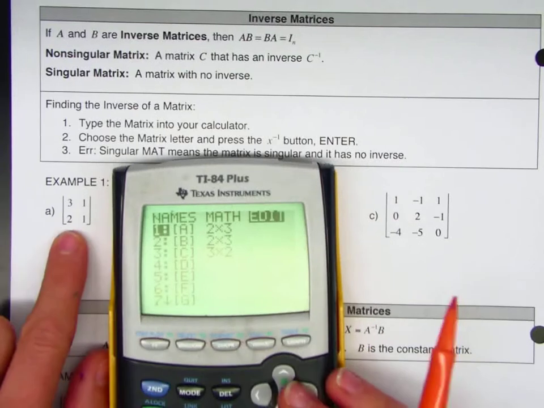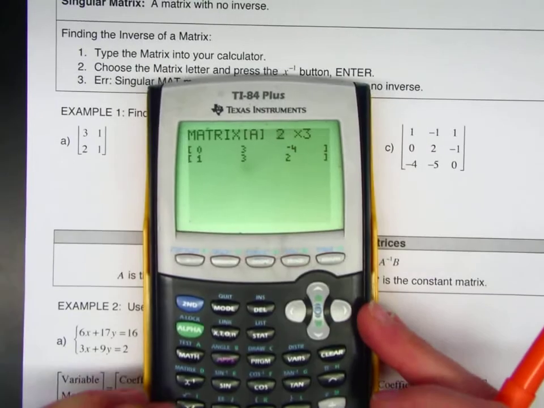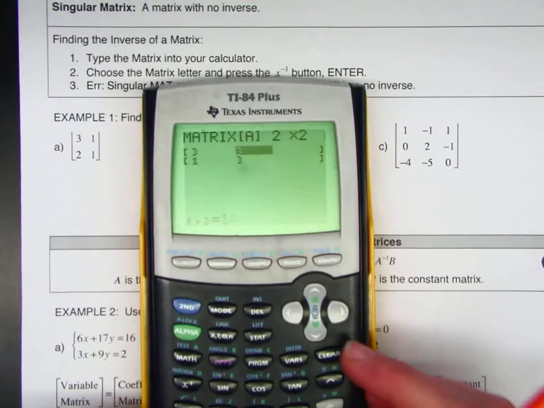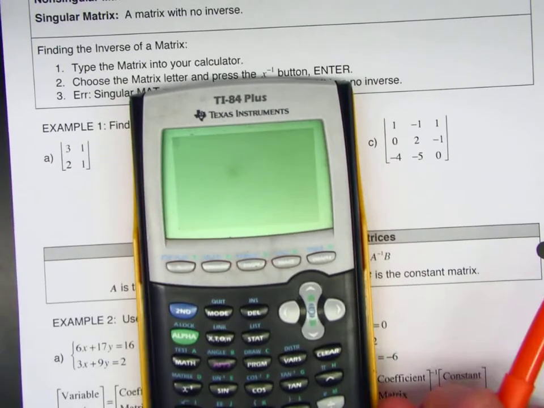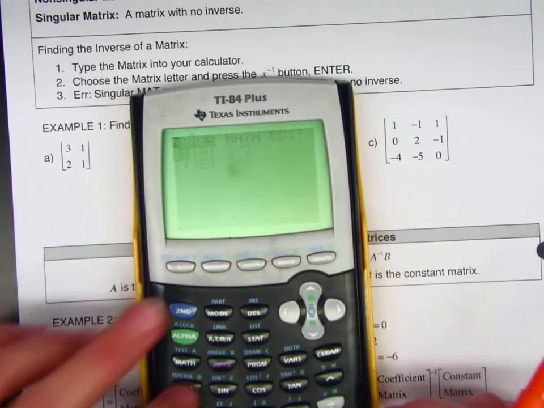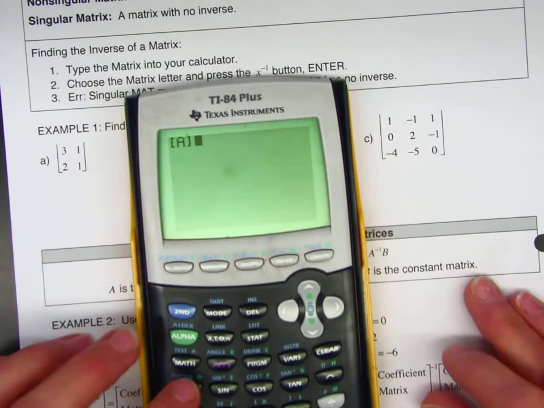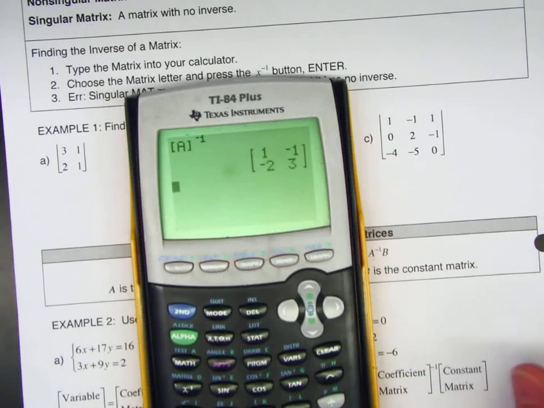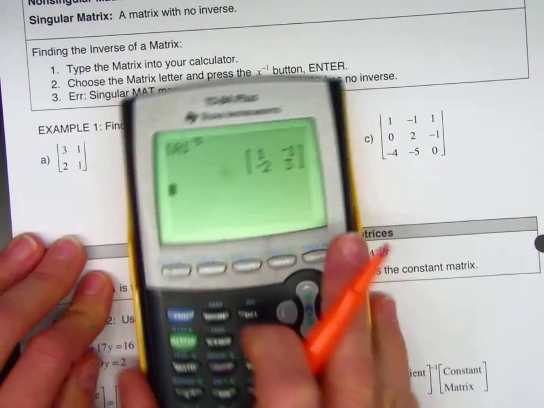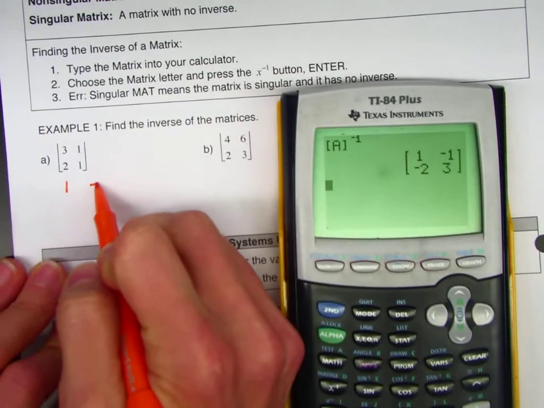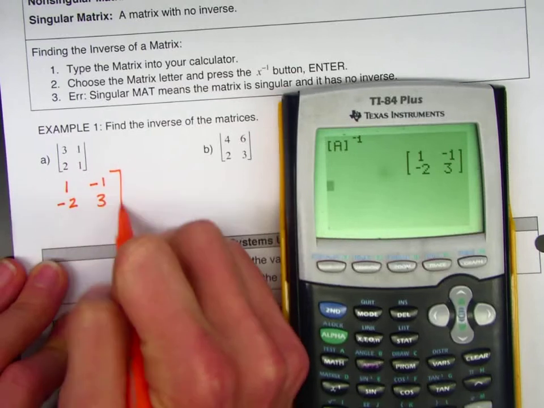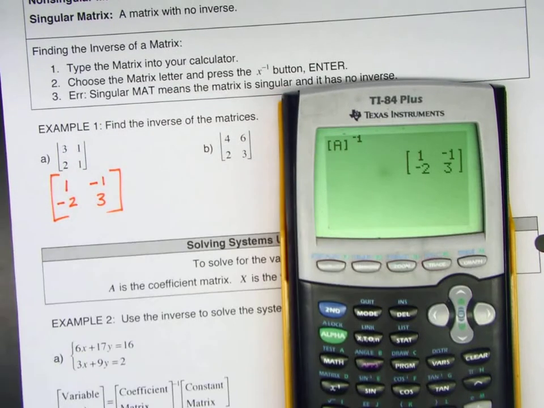Everybody go and type this into matrix A. Okay, we just want to find A inverse. So we're going to go to A, and we press the inverse button. This time we're not going to press second. We're just going to press X inverse. Done. So instead of second X inverse, you're just going to type in A, and then press X inverse. So then this becomes 1, -1, -2, 3, and then you're done. That's the inverse. Easy peasy.